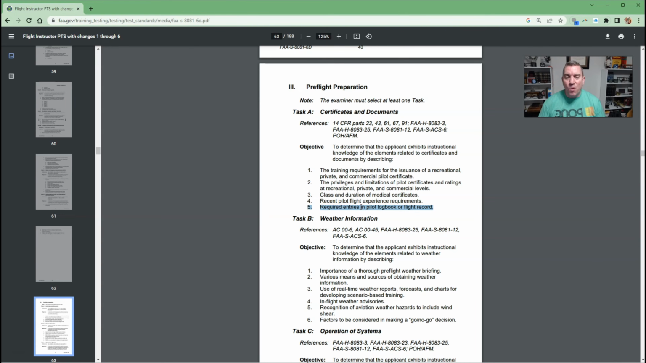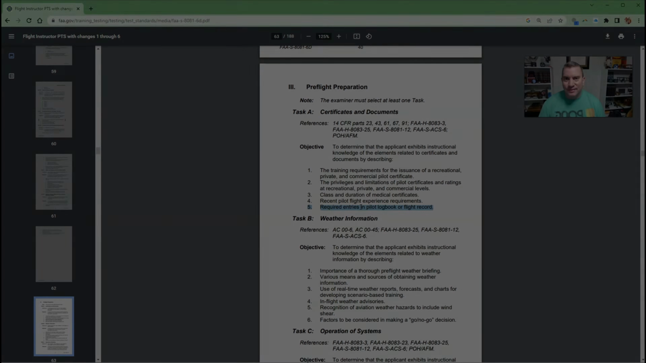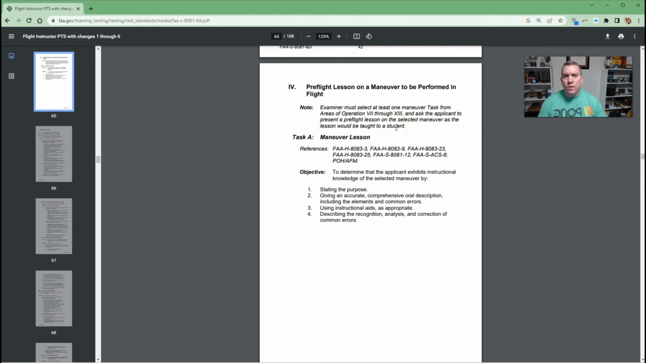Now, let's take a look at the fourth and final way that you'll be presenting information to the examiner during the oral portion of the check ride. All right, so this is the fourth and final way, or style, that you'll be doing this, and that is the pre-flight lesson on a maneuver to be performed in flight. This is where you're going to have to talk about a particular maneuver.